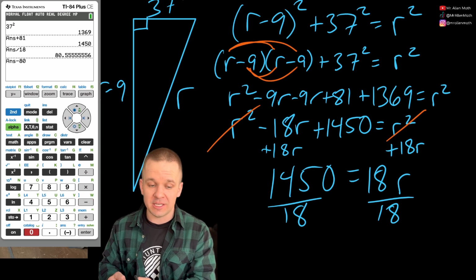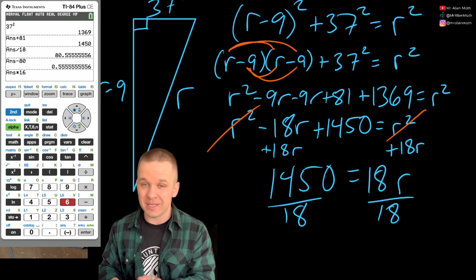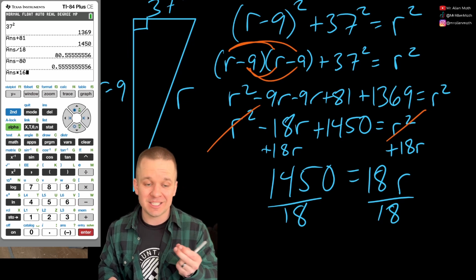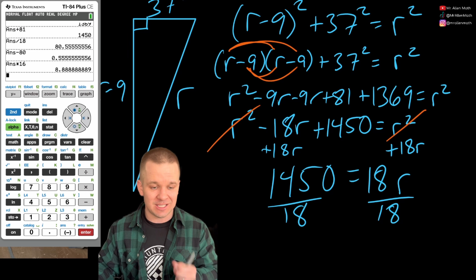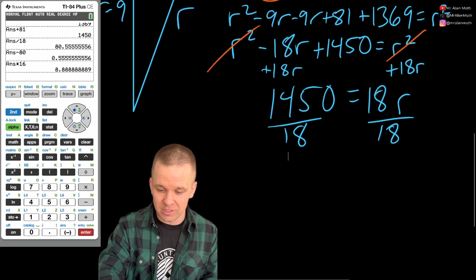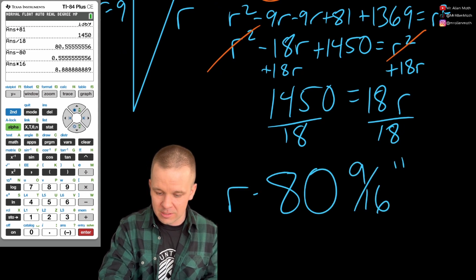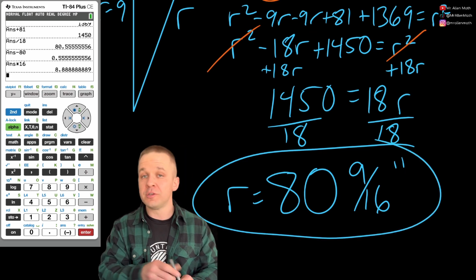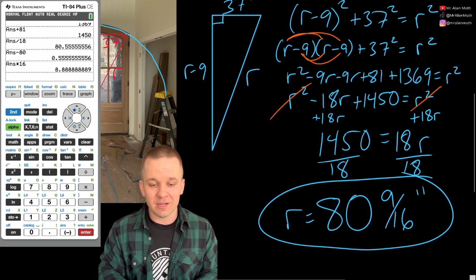I'm going to convert that to sixteenths, so I'm going to subtract off 80. Now I'm just left with the decimal. Multiply that by 16 to get however many sixteenths that is, which is 8.8 repeating, so 9/16. So we have 80 and 9/16 inches for my radius. 80 and 9/16 inches for the radius of the circle that we could use to scribe that arc.